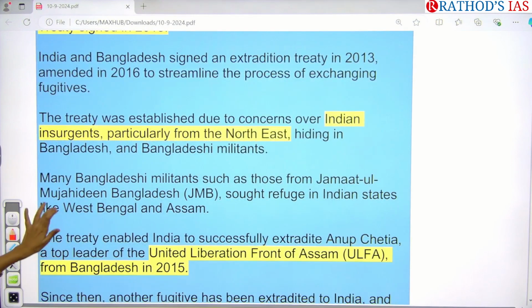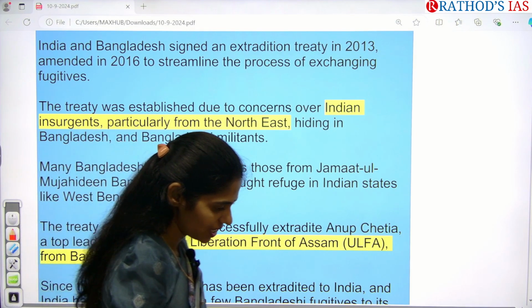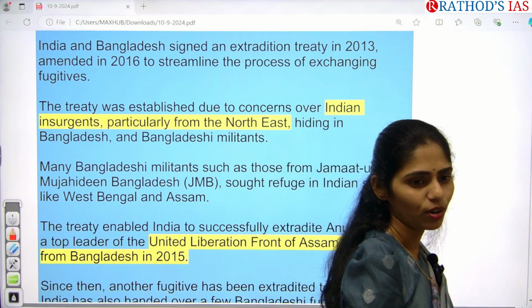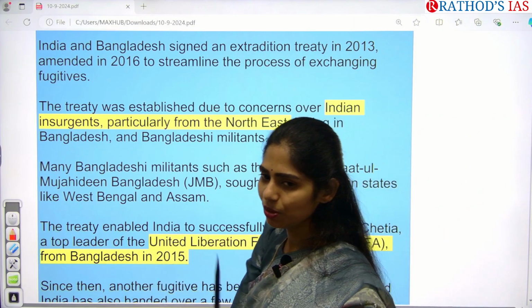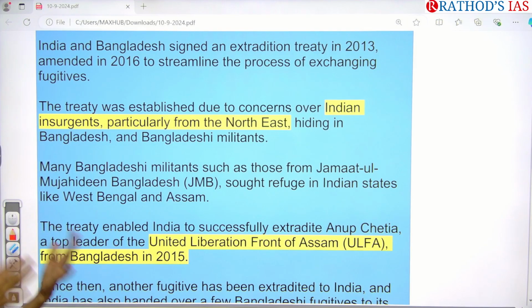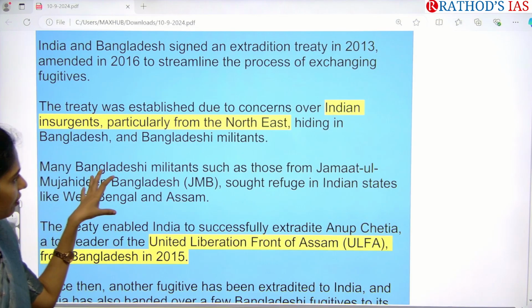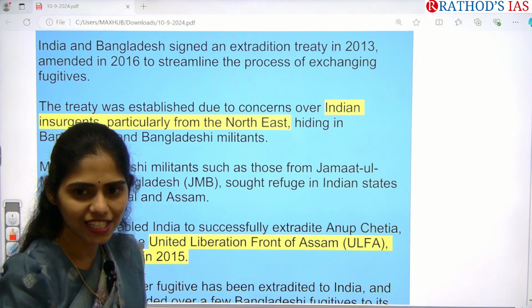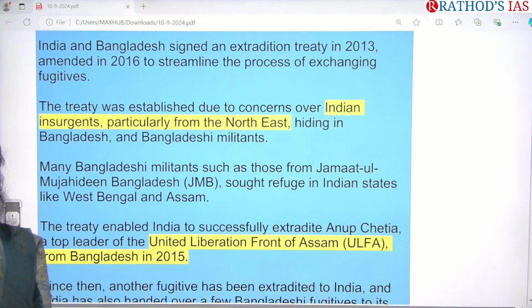Okay, so here if you see, this treaty was established. Why did we come up with this treaty? Because especially in the northeast, what is the problem? Insurgency. People from Bangladesh will come and reside in the northeast. From the northeast, they will commit some crimes in India and go and reside in Bangladesh. So if you don't have this kind of agreement, what happens? Can we catch them and can we punish them? No. So for that, we came up with this treaty between India and Bangladesh.